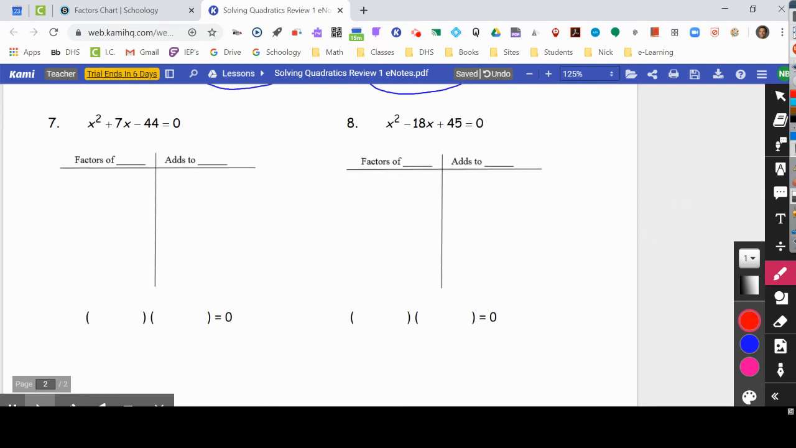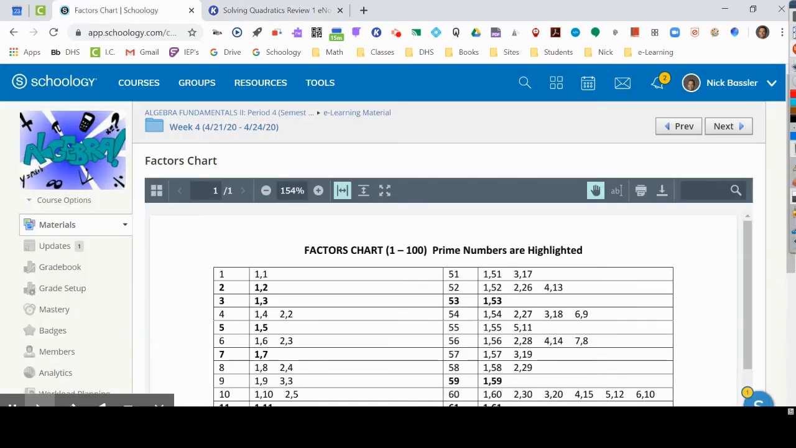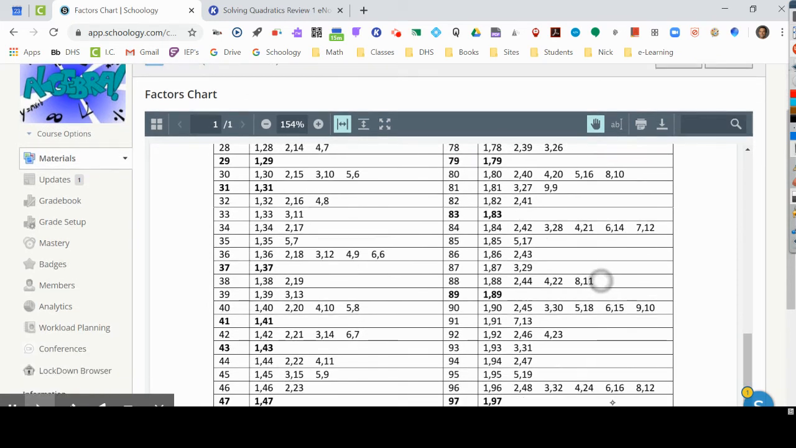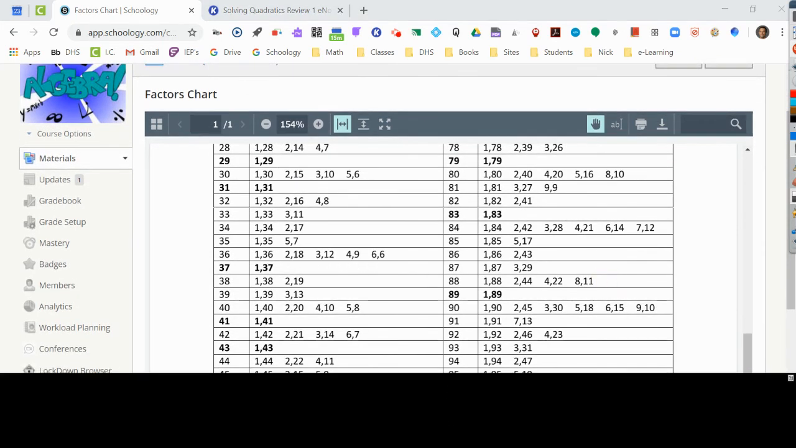We've got x squared plus 7x minus 44. We want to find factors of negative 44, the factors of my c that add to my b value, or 7. I don't know what my factors of 44 are, but I do have this factors chart that can help me. I'm going to find that number 44. There it is. It's 1 and 44, 2 and 22, and 4 and 11.